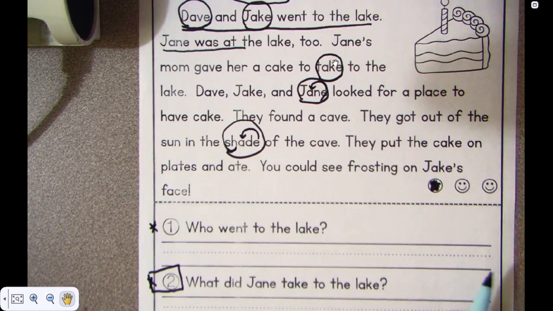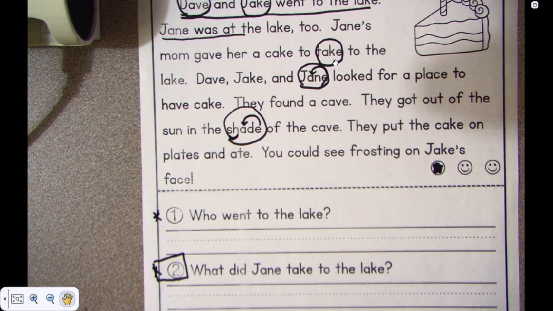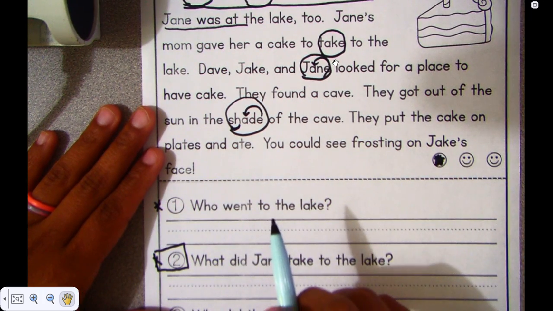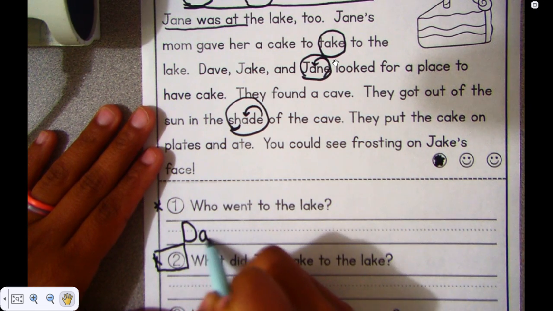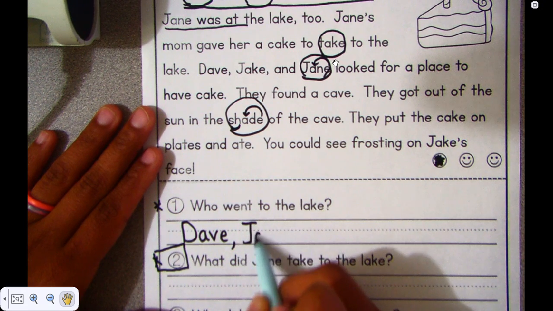Now, I can't just write Dave, Jake, Jane, period. Complete sentence. Who is the sentence about? What is that person or thing doing? Capital letters at the beginning, period at the end. So I can say Dave, got my capital letters, and these are important to capitalize because they're also names.